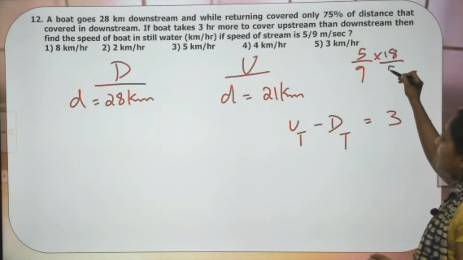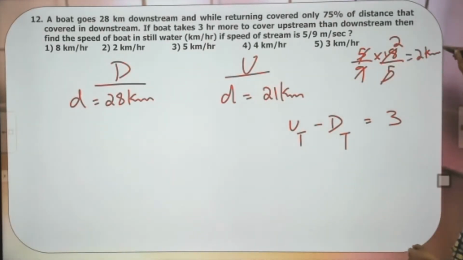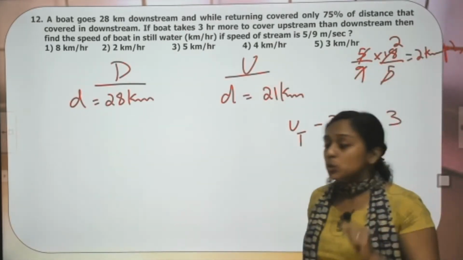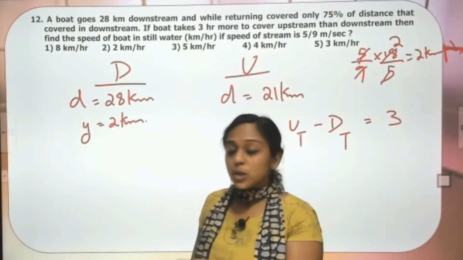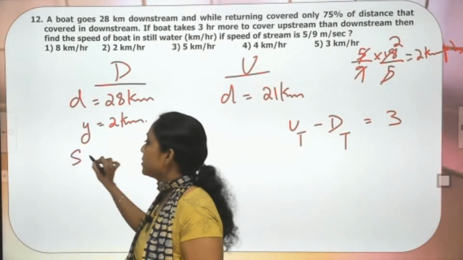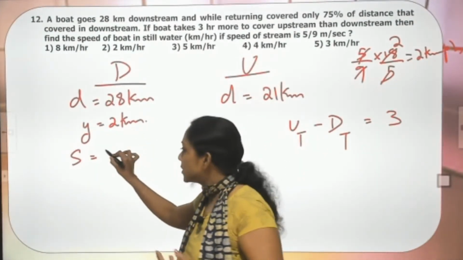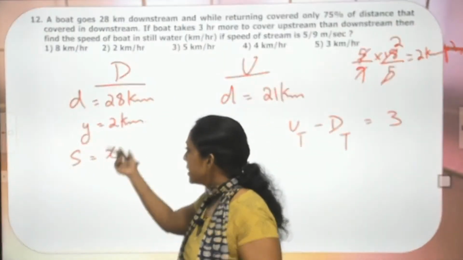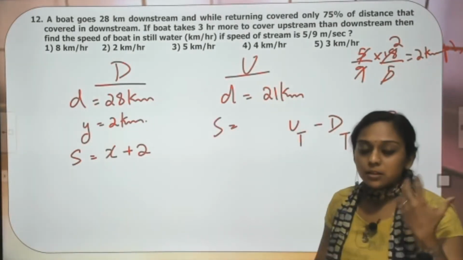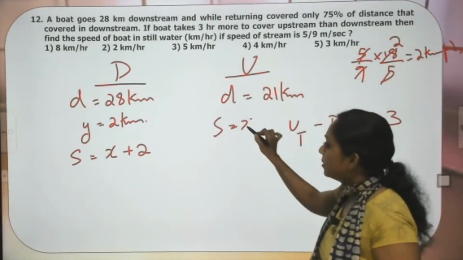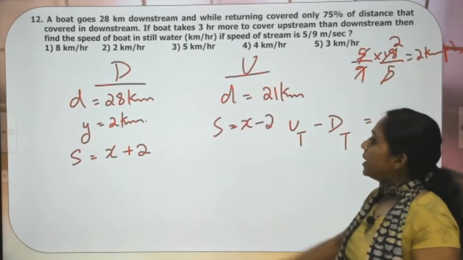So that is into 18 by 5. So that is 2. So this is 2 kilometer per hour. Okay, so the speed of the stream is 2 kilometer per hour. So that is y is 2 kilometer per hour. So what will be the downstream speed? Downstream speed is speed of boat plus speed of stream. Boat speed, that is what you have to find out, that is x, plus the speed of stream, that is x plus 2. Okay, so here what will be the upstream speed? Speed of boat minus speed of stream. We don't know the boat speed, x minus speed of stream, that is x minus 2.